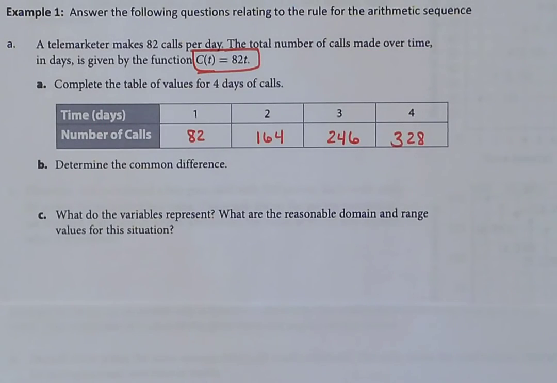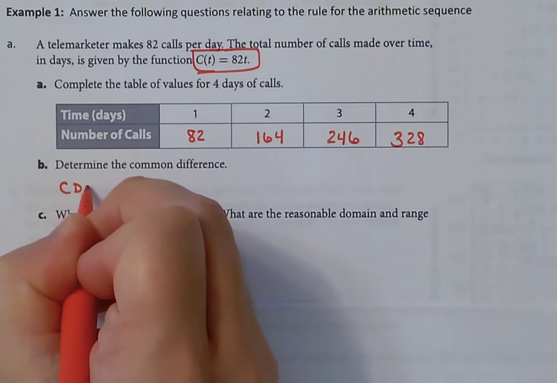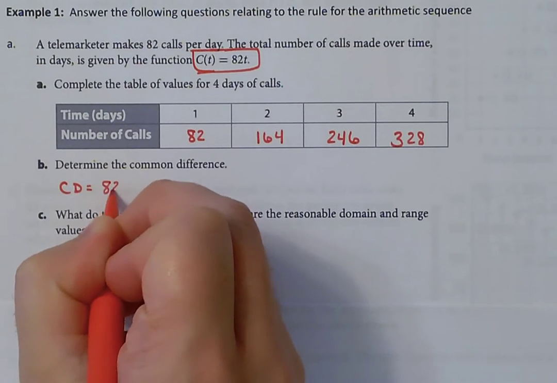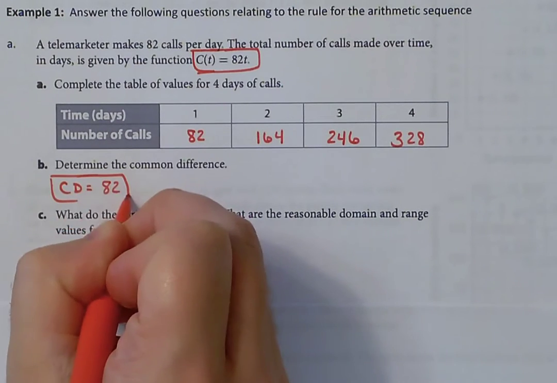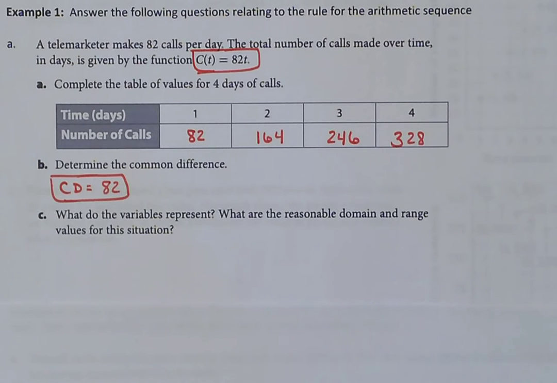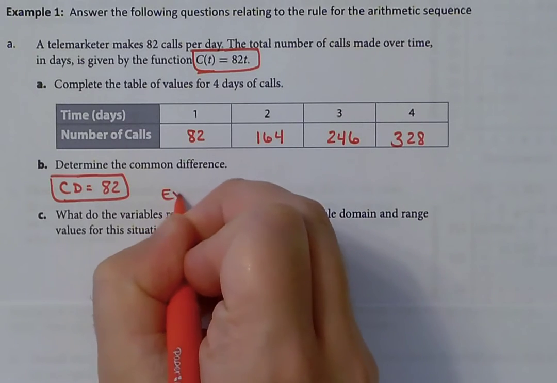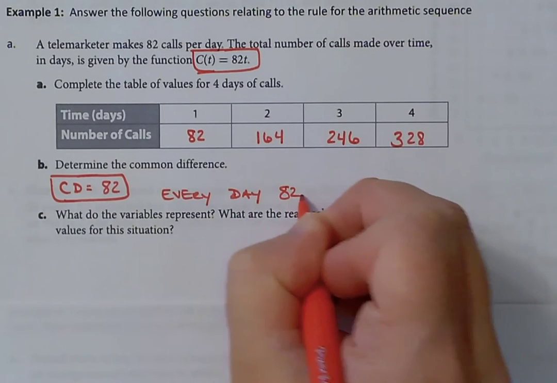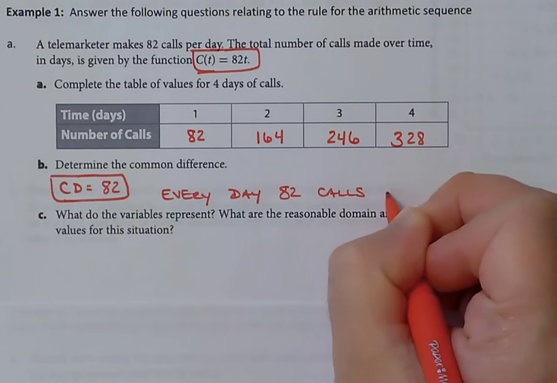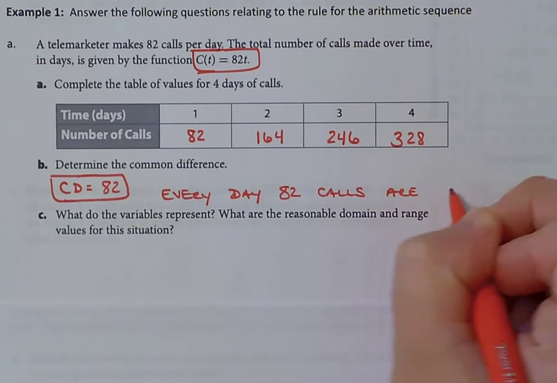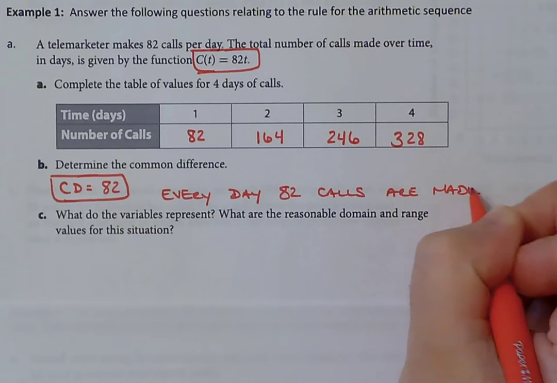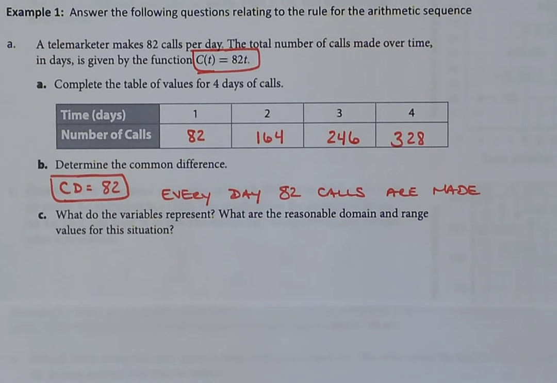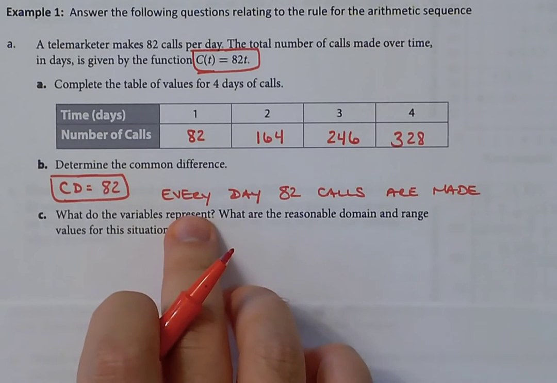So that means my common difference in this situation is 82. Now, all that part wants me to figure out is what my common difference is, which we just figured out was 82. And that 82 represents that every day, 82 calls are made. So I have figured out my common difference, and that is all that it asked me to do for part B.